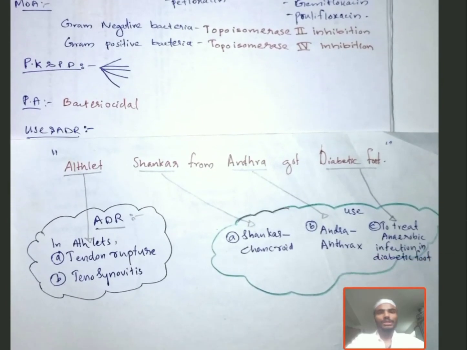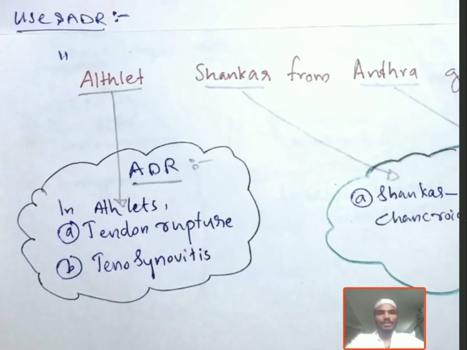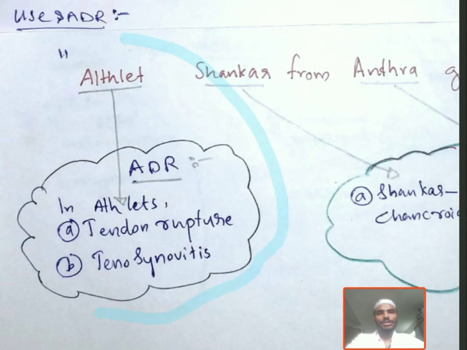There is a specific mnemonic which contains both use and adverse drug reaction. The mnemonic is: Athlete Shankar from Andhra got diabetic foot. What is the adverse drug reaction? The basic adverse drug reaction produced by fluoroquinolones is on the musculoskeletal system of the human body. From the word athlete, in athletes it produces two side effects, tendon rupture and tenosynovitis.